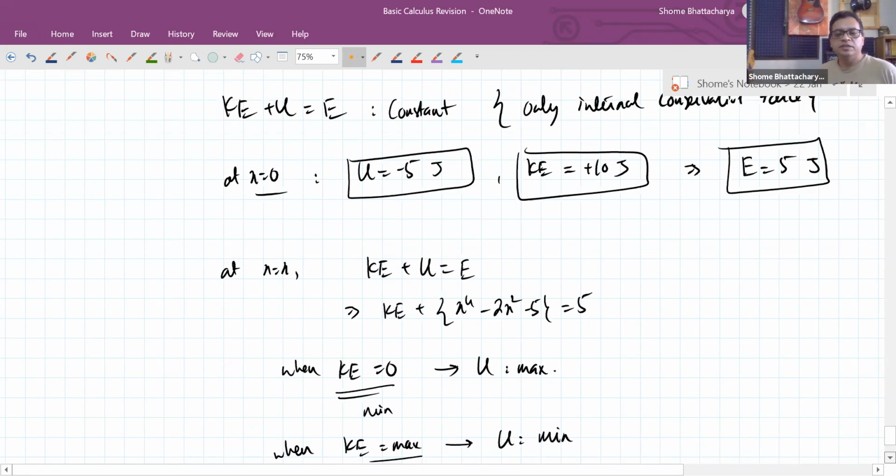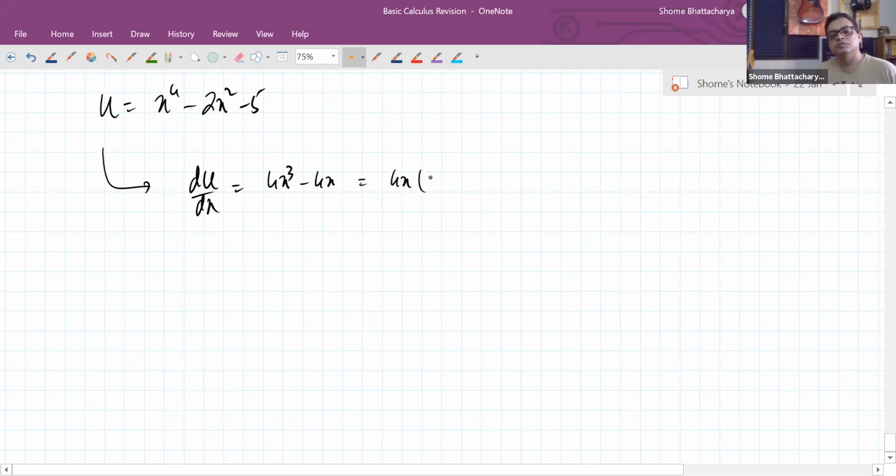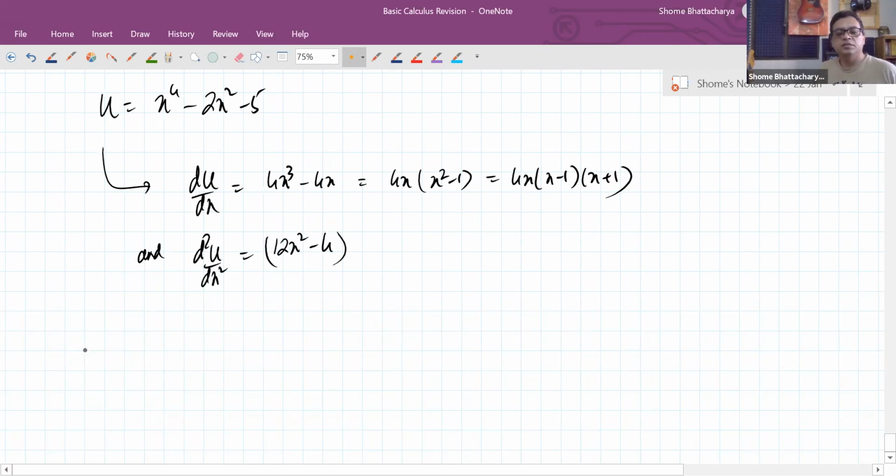So for that we will investigate this function of potential energy which is given, U is equal to x to the power 4 minus 2x squared minus 5. We'll see that du by dx is this much, and the second derivative is this much. So you can see that du by dx is equal to 0 at x equal to 0, 1 and minus 1. So these are our turning points.